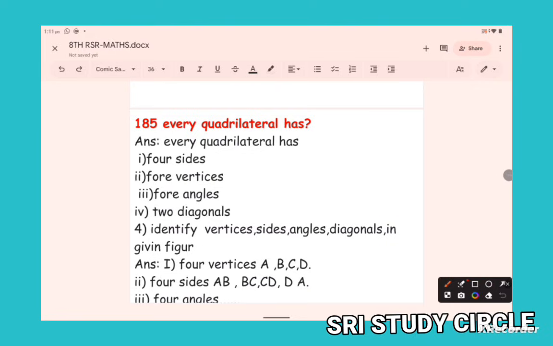Every quadrilateral has four sides, four vertices, four angles, and two diagonals. Suppose the vertices are A, B, C, D. The sides are AB, BC, CD, AD. The four angles are angle A, angle B, angle C, angle D. AC and BD are the diagonals.